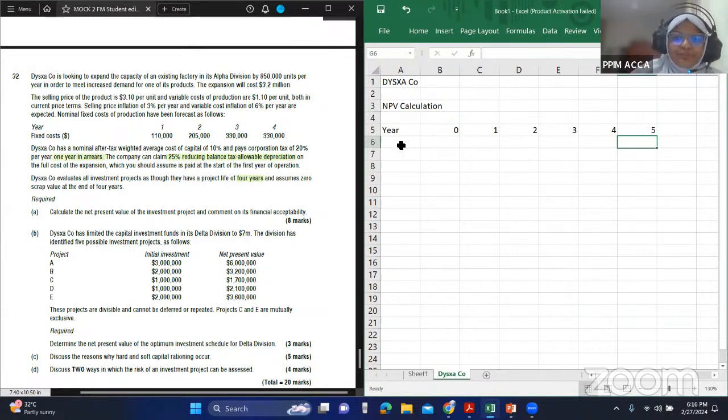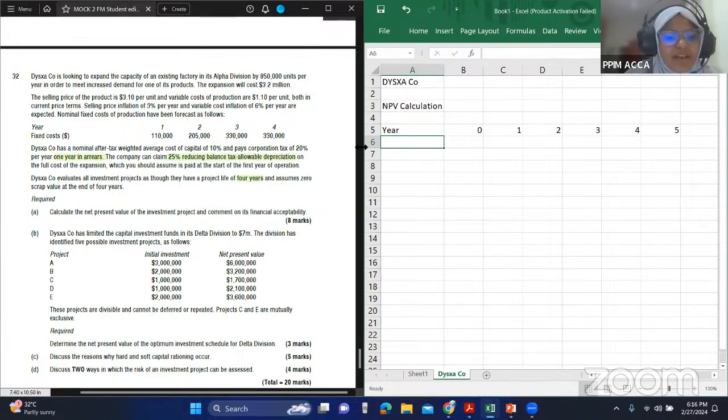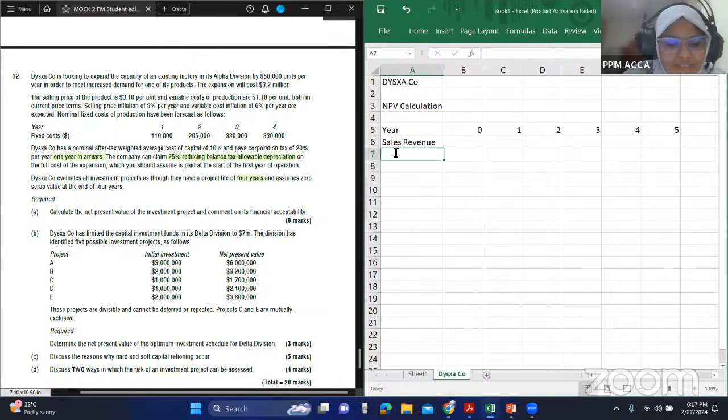Next, what can we do? The first value that we have to have, obviously, is the selling price information. So we need to have the sales revenue. Okay, so first we have to have the sales revenue. Then we have to deduct the variable costs from the sales revenue. If you deduct variable cost from sales revenue, you can usually take a total and call it contribution. Okay, we can call it contribution.